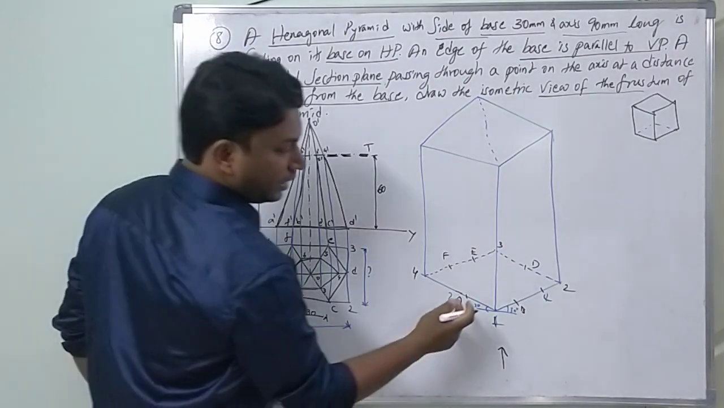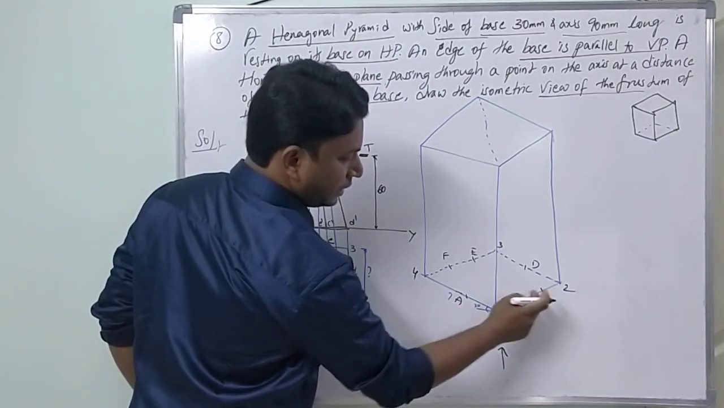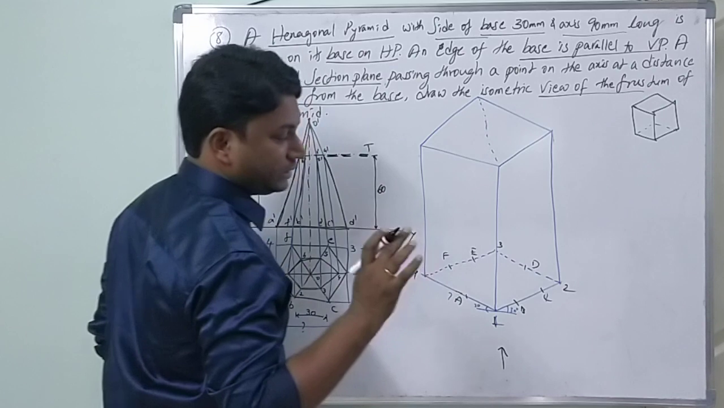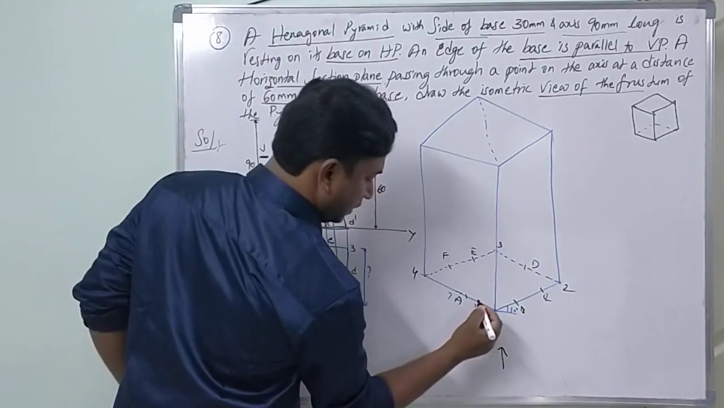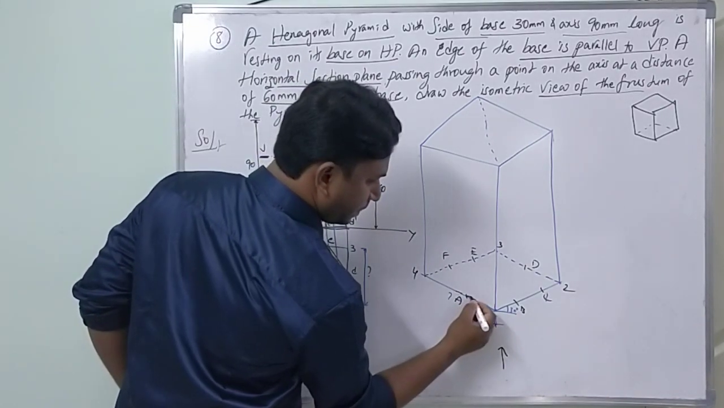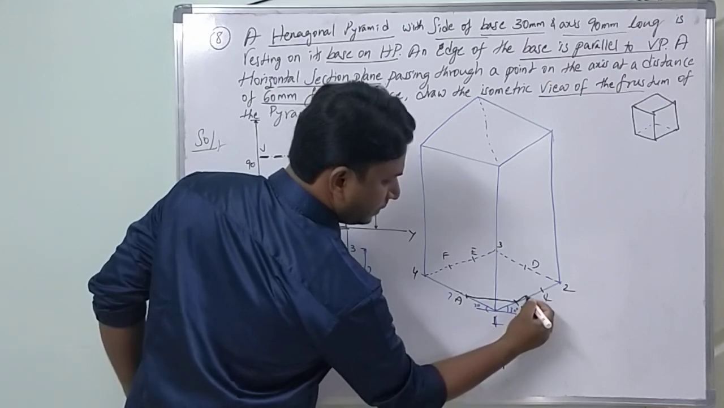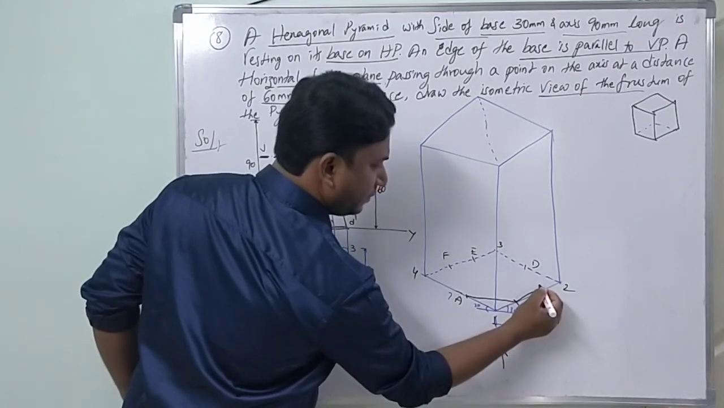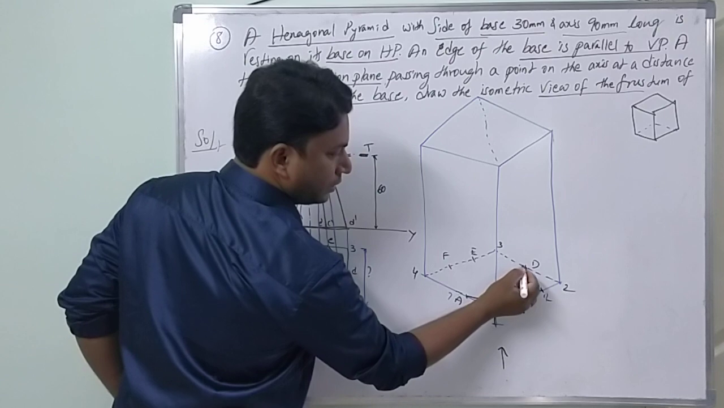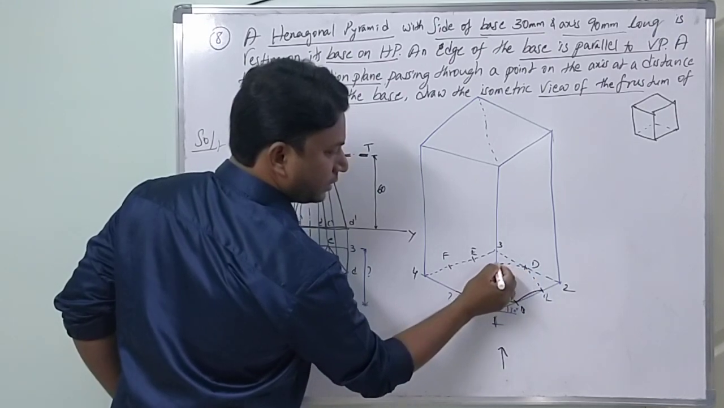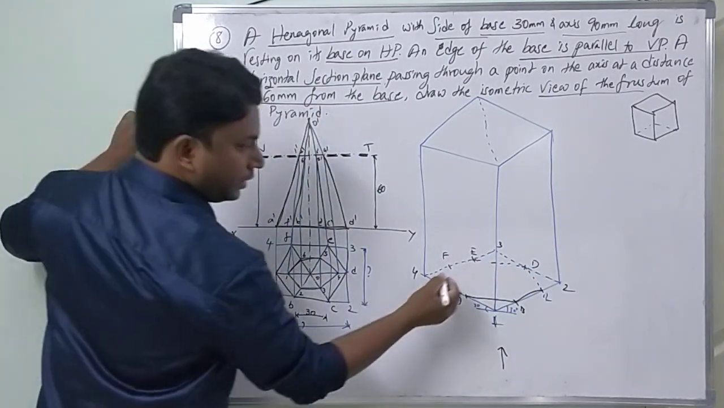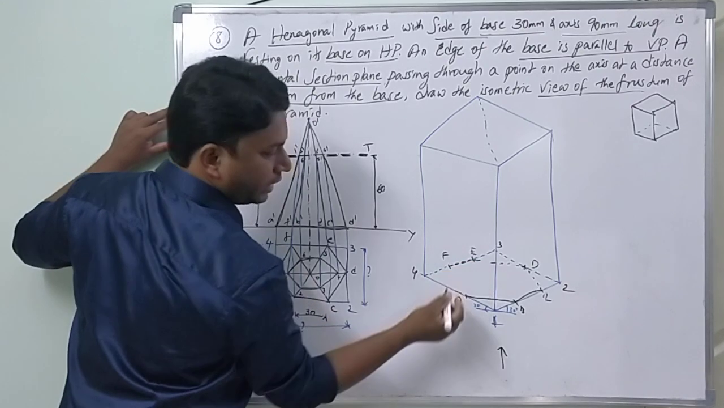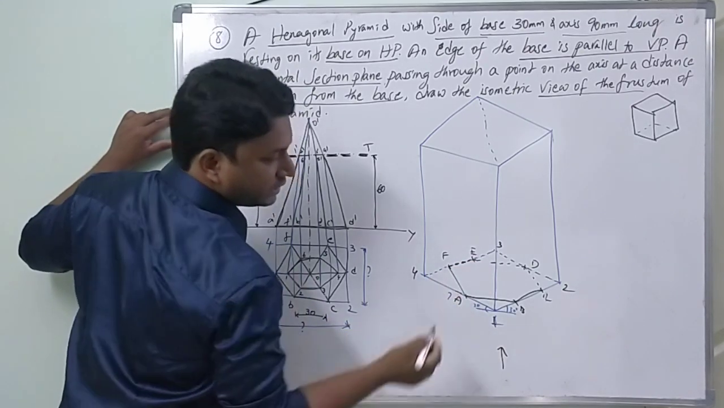When you are looking from here, A, B, C, F are clearly visible. You can easily observe that. So that means your AB will be a thick line, BC will be a thick line, and CD will not be, because it is at the back side. DE will be at the back side. EF is also a hidden line. FA is a thick line.